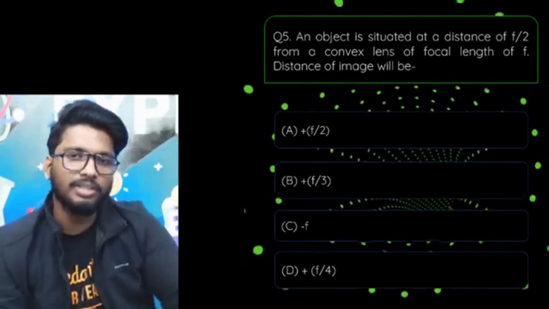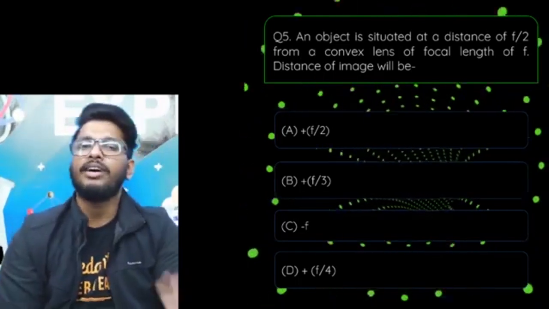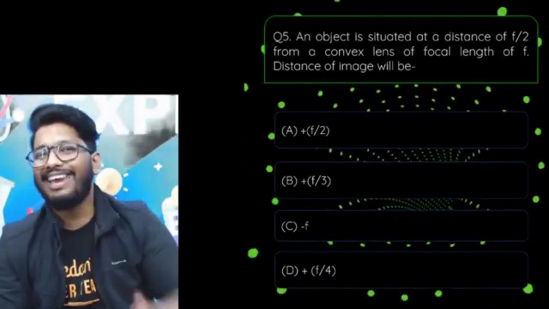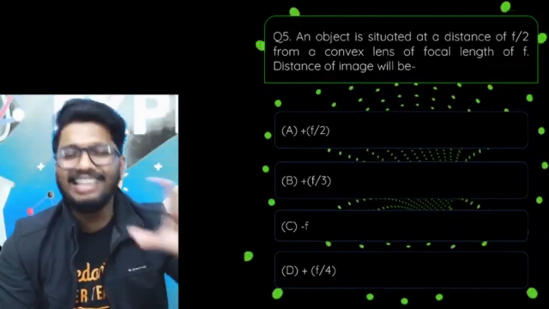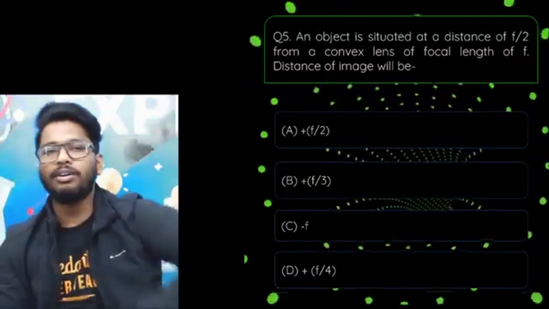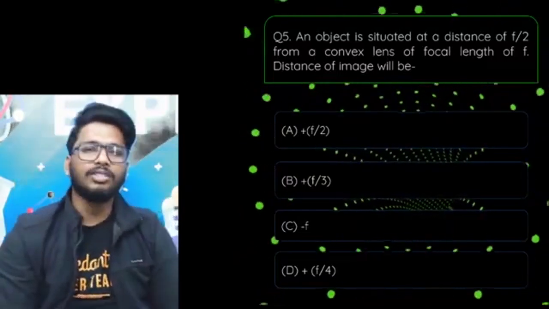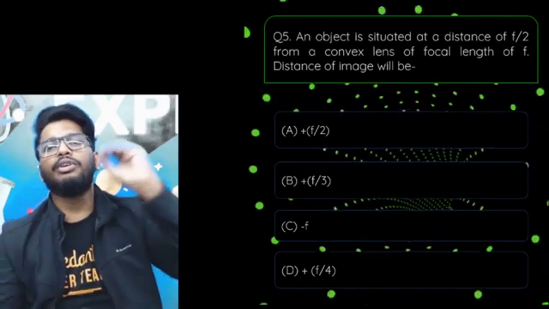In the case of lens formula, it's 1 by v minus 1 by u is equal to 1 by f. So this is a big difference. Do not get confused in this one. Write it in a sheet of paper, stick it on your mirror or something. See it every day so you never ever forget it.